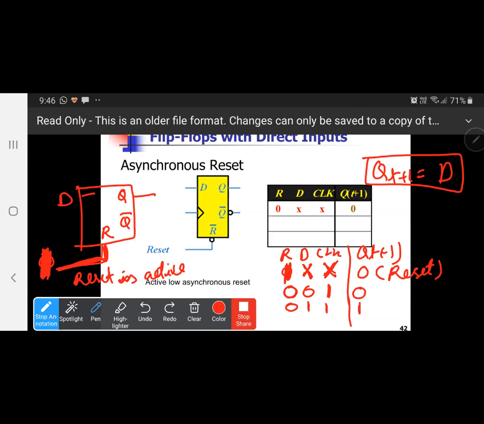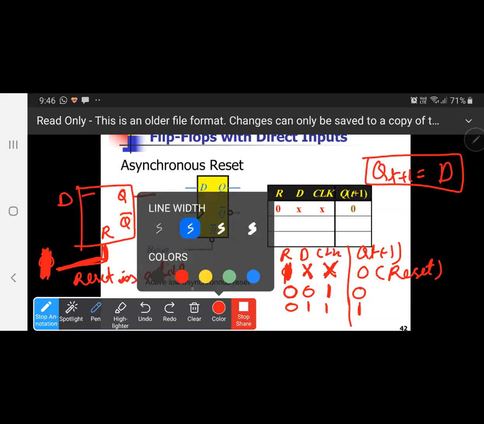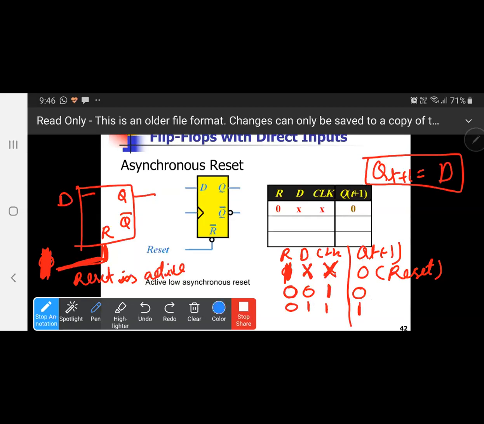1. So that means if you want the flip-flop to work normally, what should be the value of R? 0. That means if R is 0 for this circuit, it works normally as a D flip-flop. But if R is 1, then whatever the value of D, whatever the value of the clock, the output is 0. Clear?